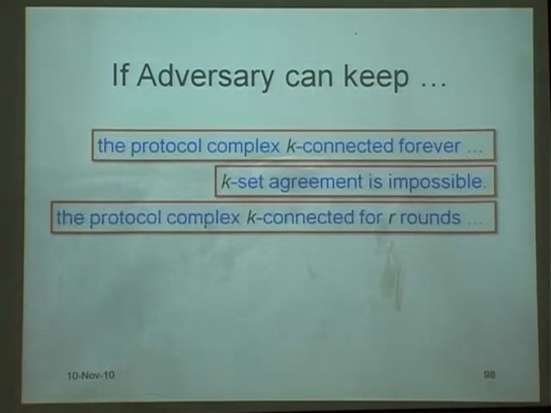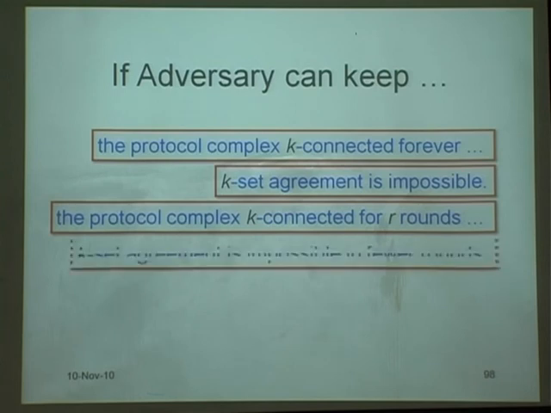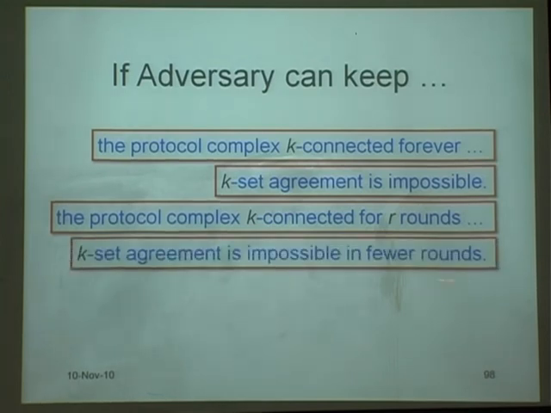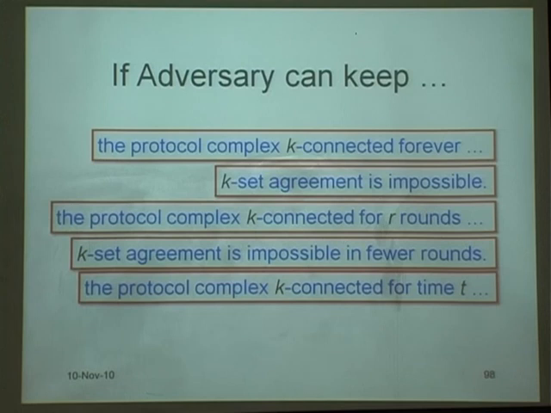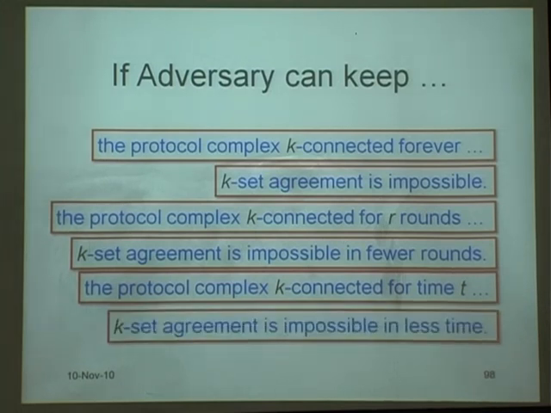I think I said this last time. We can get different flavors of results. If it's k-connected forever, then k-set agreement is impossible. If it's k-connected for some rounds, then we have a round-based lower bound. And if we have a model where we can talk about time, then we have a time-based lower bound. And in the next topics, I'll talk about adversarial schedulers and how you can do all of these things in different models.